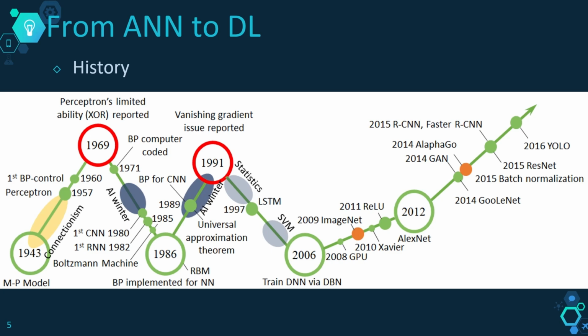You can see that everything started from 1943. We got that famous MP model. That's how we described the biological nerve using a mathematical model. That's one of the things that started the whole connectionism. Then after that, there was a time when connectionism was blooming. People got interested in it.